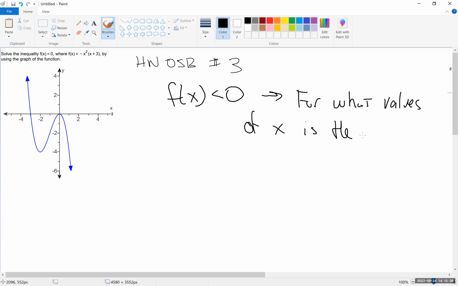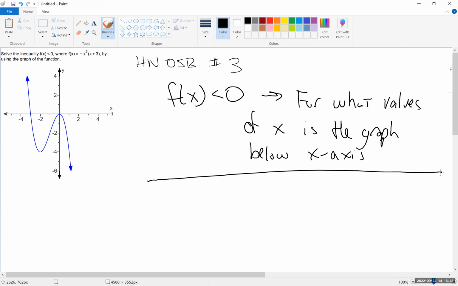is the graph below the x-axis? Had it said f of x is greater than 0, which it doesn't say, this would have been asking for the same thing, except when is it above the x-axis? So less than 0 means we're below the x-axis, and greater than 0 means we're above the x-axis.